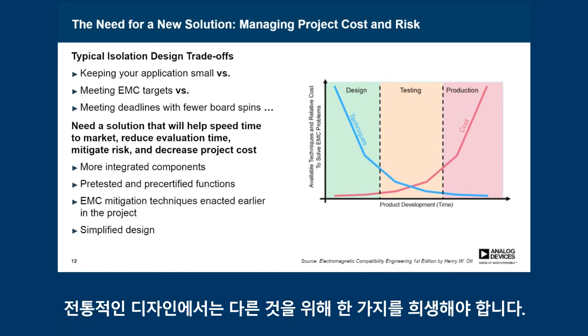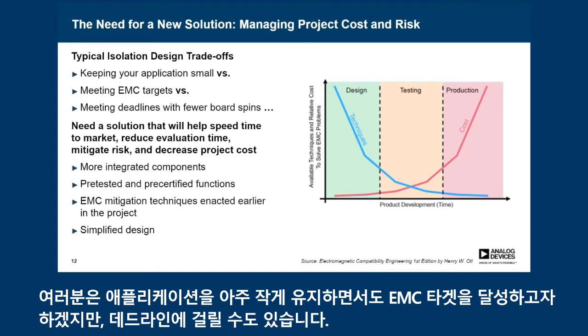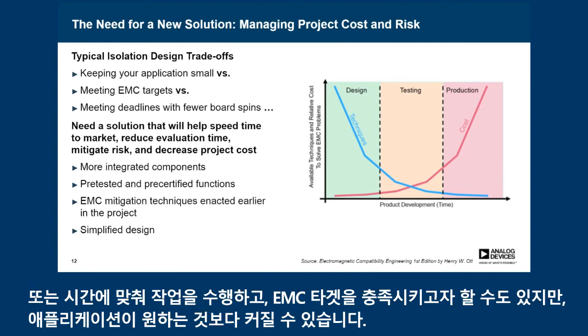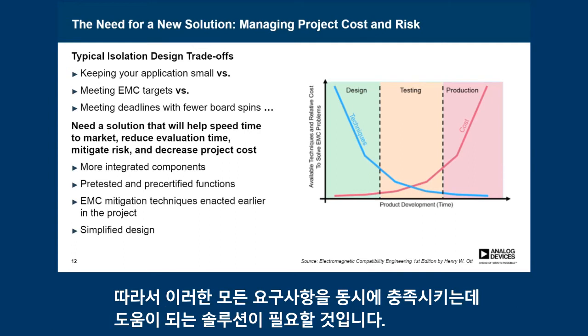In a traditional design, you're trading off one thing for another. You might want to keep the application very small and meet your EMC targets, but that might hit your deadline. Or you might try and really make sure you get things done on time and hit the EMC target, but now the application is bigger than you wanted. So you really want solutions that will help you meet all of these requirements simultaneously.